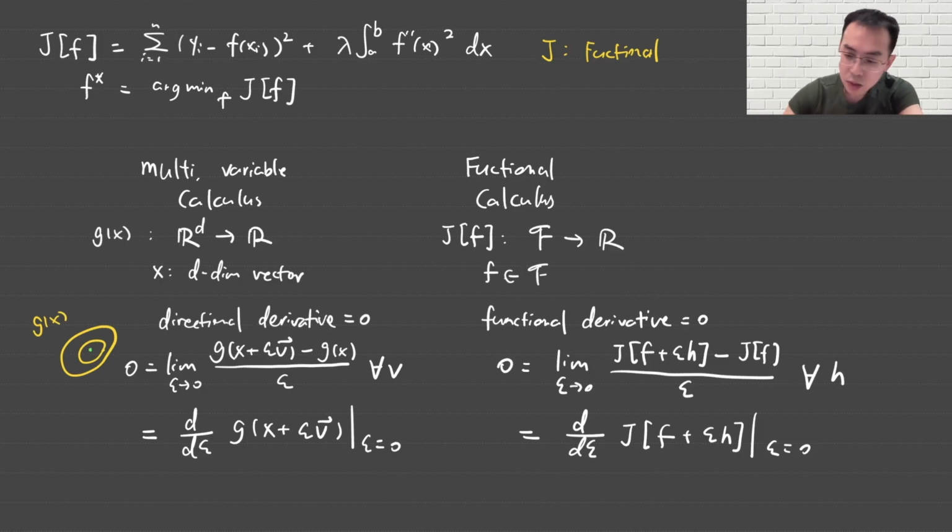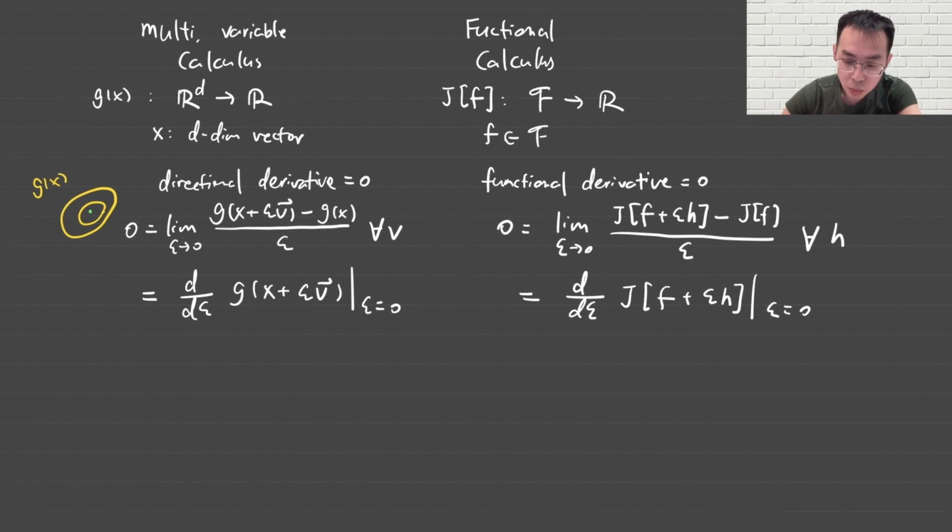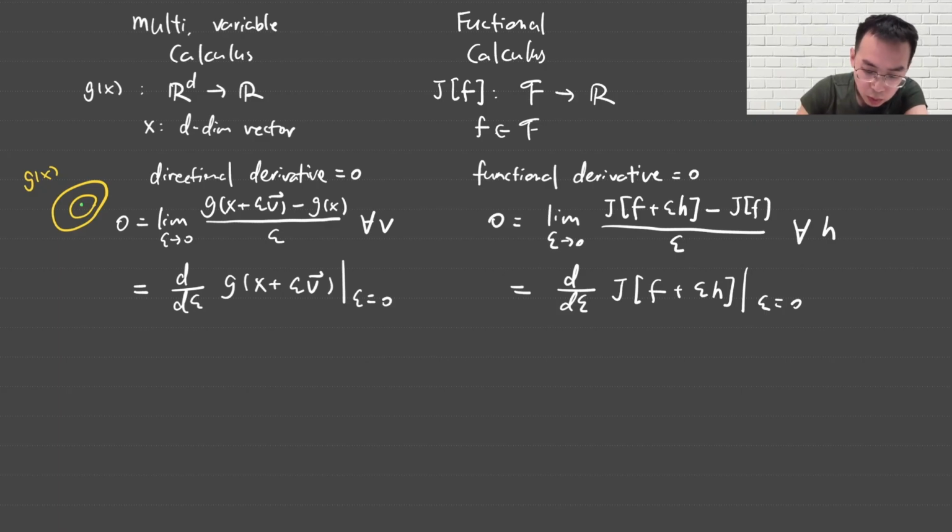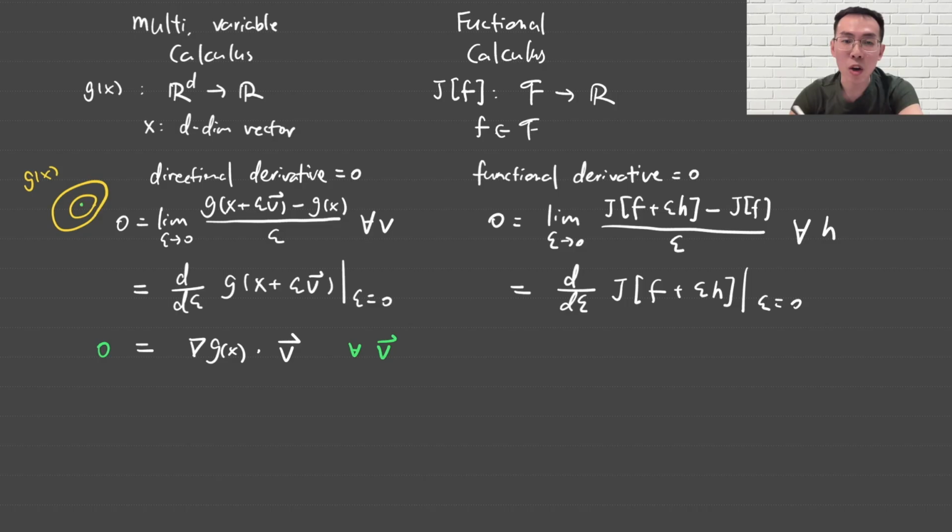And so in multivariable calculus, you probably remember that the directional derivative also equals the gradient of g dot with vector v. So that must equal 0 for all vectors v. And the only situation this is true is when the gradient vector equals 0. So that's the only condition where the directional derivative equals 0 for any direction we are taking.